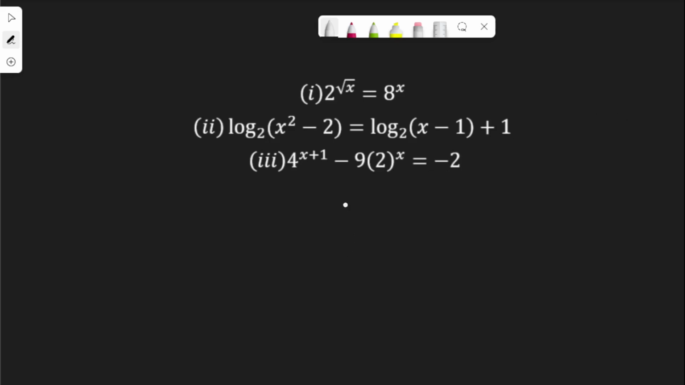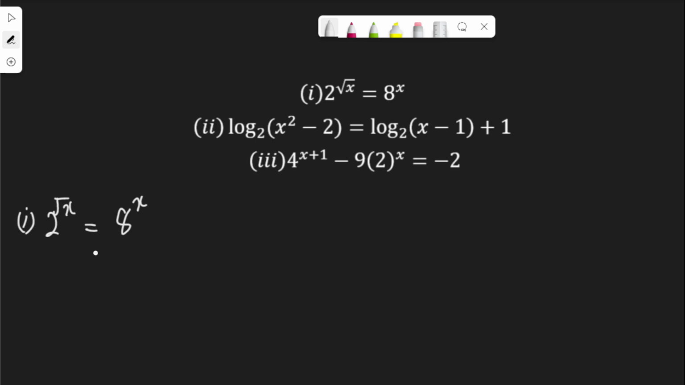Hello, in this video we are going to solve these exponential and logarithmic equations by looking for the values of x in each of the questions. The first question is 2 to the power of root x equal to 8 to the power of x. So how can we find the value of x there?